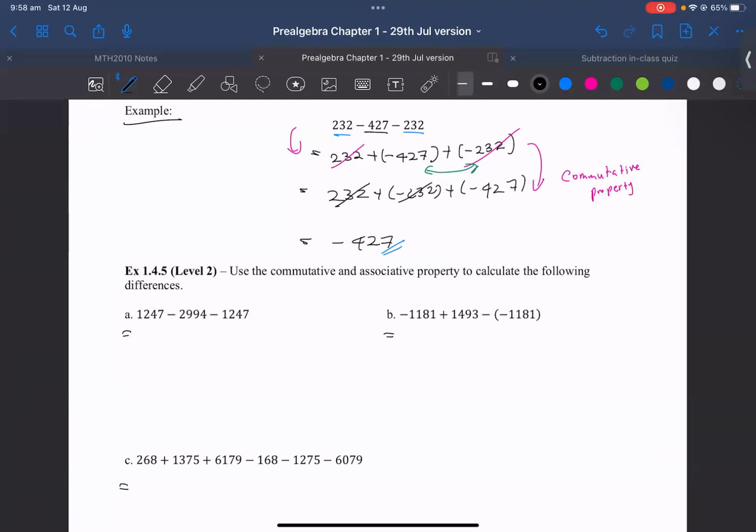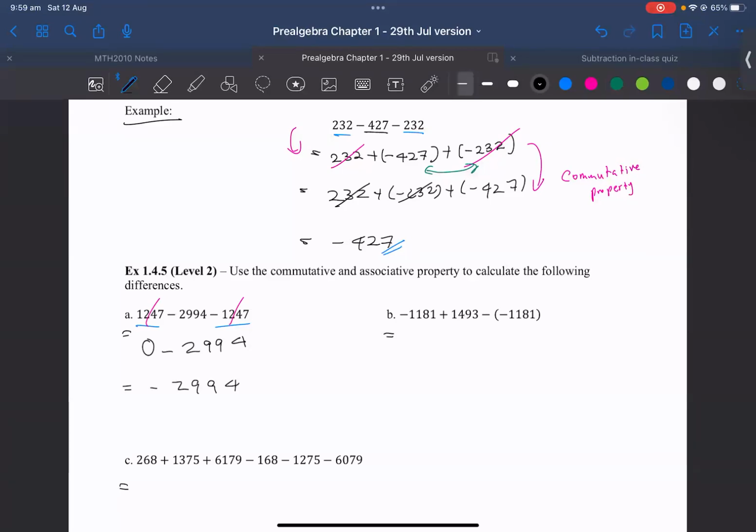So I'll go through part A now. 1247 minus 2994 minus 1247. Obviously, I can do the long one, but I'm going to just do it the short way. Basically, the key idea is that these two numbers are the same but opposite, right? When these two subtract, they cancel each other out and become 0. And you're left with minus 2994. 0 minus 2994 becomes negative 2994.